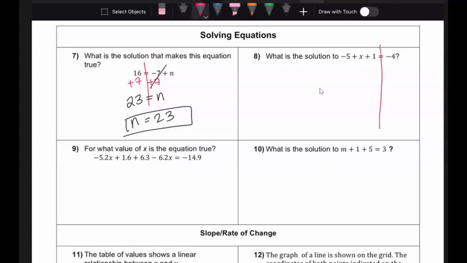Number 8, same idea. So I'm going to draw my line in the middle to separate the left side of my equation and the right side of my equation. Notice in this case, there are 3 numbers on my left side. So you might say, okay, well, do I get rid of the 1 first? Do I get rid of the negative 5 first?